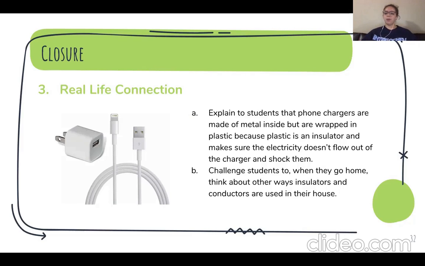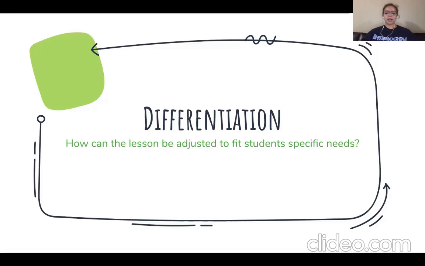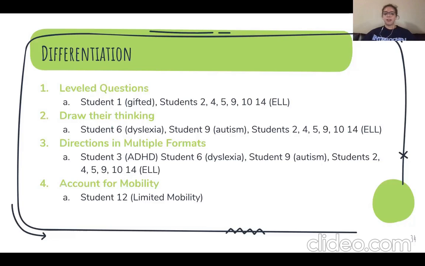Then I would challenge students, when they go home, to think about other ways insulators and conductors are used in their house. So now we're going to look at differentiation very quickly. How can this lesson be adjusted to fit specific students' needs? There are a few ways.